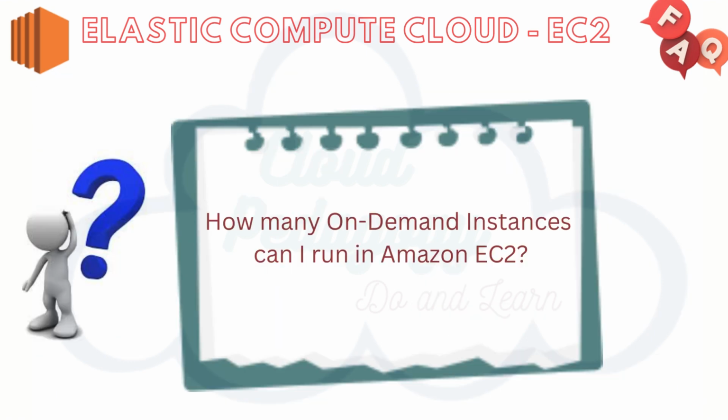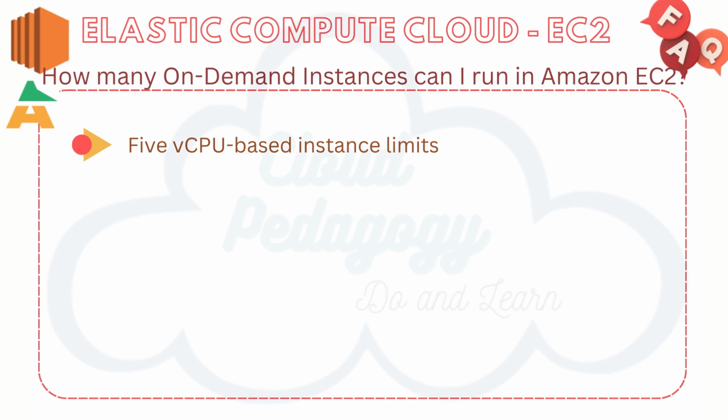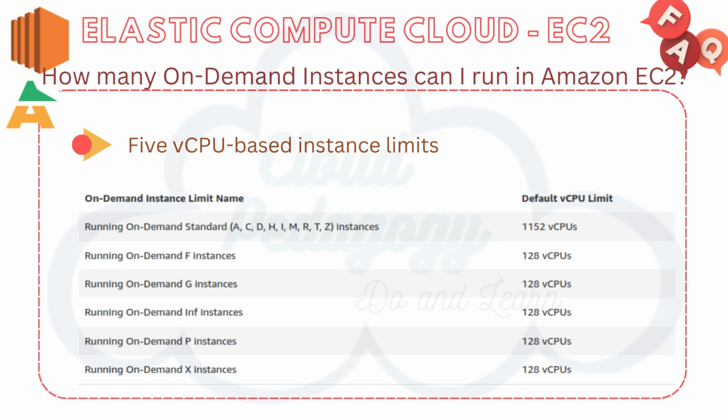Next, how many on-demand instances can I run in Amazon EC2? There are 5 vCPU based instance limits. Each defines the amount of capacity you can use of a given instance family. All usage of instances in a given family, regardless of generation, size, or configuration variant like disk or processor type, will count towards the family's total vCPU limit listed in the table. New AWS accounts may start with limits that are lower than the limits described here.